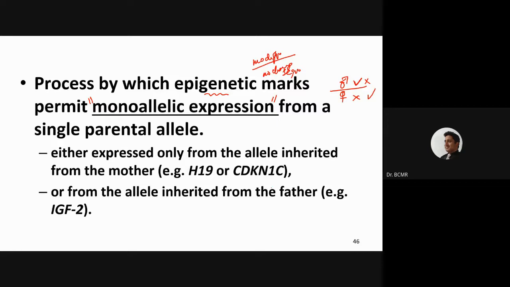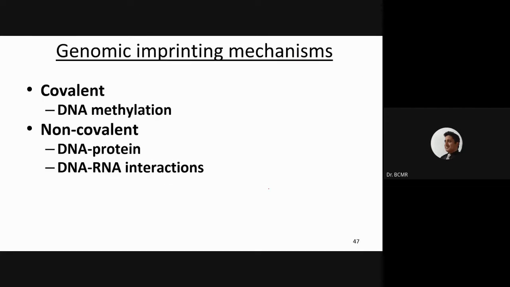So what we are going to do today is look into these mechanisms, not only about imprinting, but epigenetic mechanisms in general. Genomic imprinting mechanisms, or in general, epigenetic mechanisms, involve two types of modifications. One is covalent, that is DNA methylation, and non-covalent ones could be DNA-protein interactions and DNA-RNA interactions. In all these mechanisms, imprinting can happen. We will also have a look at one example, at least in some part today, about DNA-RNA interactions.